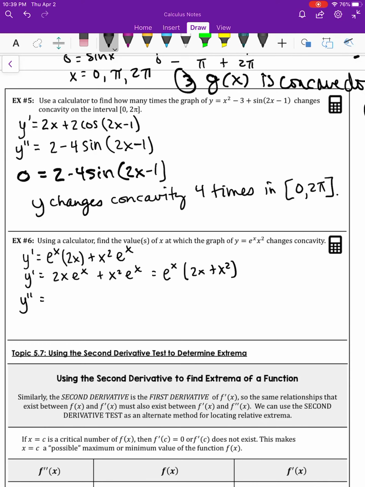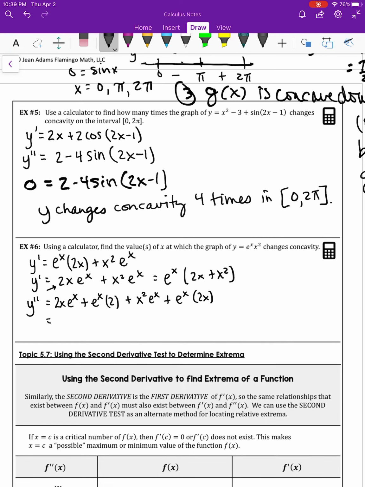And if you were trying to solve this for 0, I probably would factor that e to the x out. E to the x would never be 0, and you could just set the rest equal to 0. But we need to find the second derivative now, so I'm going to use this one. So I've got the first times the derivative of the second plus the second times the derivative of the first. And then for the next one, I've got first times the derivative of the second plus second times the derivative of the first. So my second derivative, I've got 2x e to the x here. I've also got 2x e to the x here.